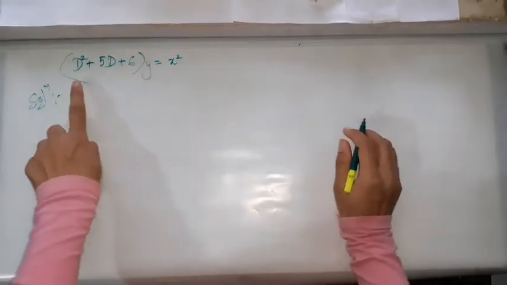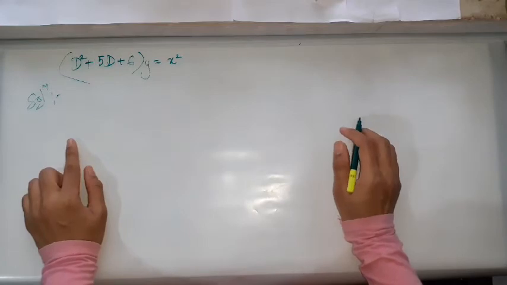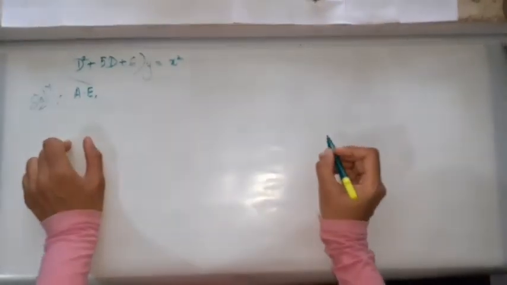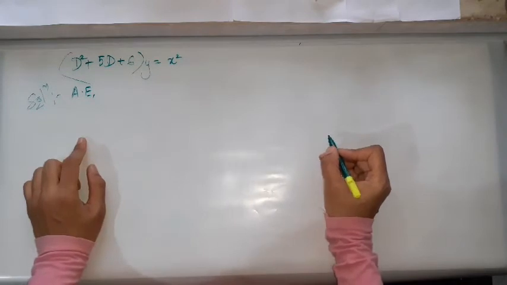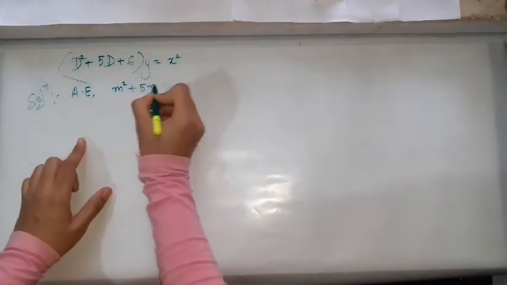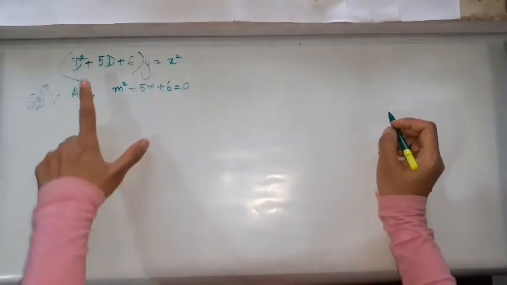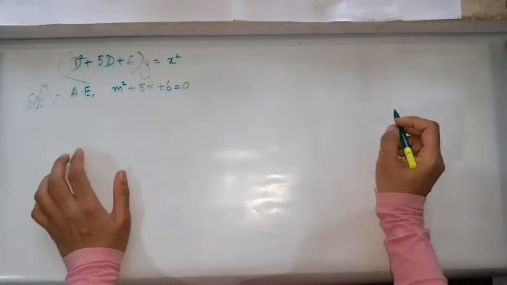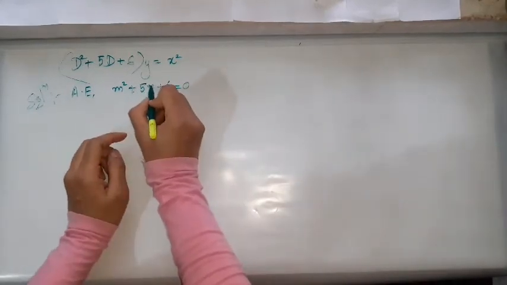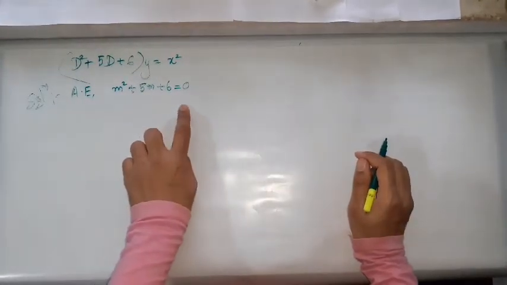Directly you can write the auxiliary equation from this equation. So let's start with the auxiliary equation only. The solution goes like this. Auxiliary equation first we'll write. So what should be the auxiliary equation? It is nothing but m square plus 5m plus 6 is equal to 0, replacing every D by m.